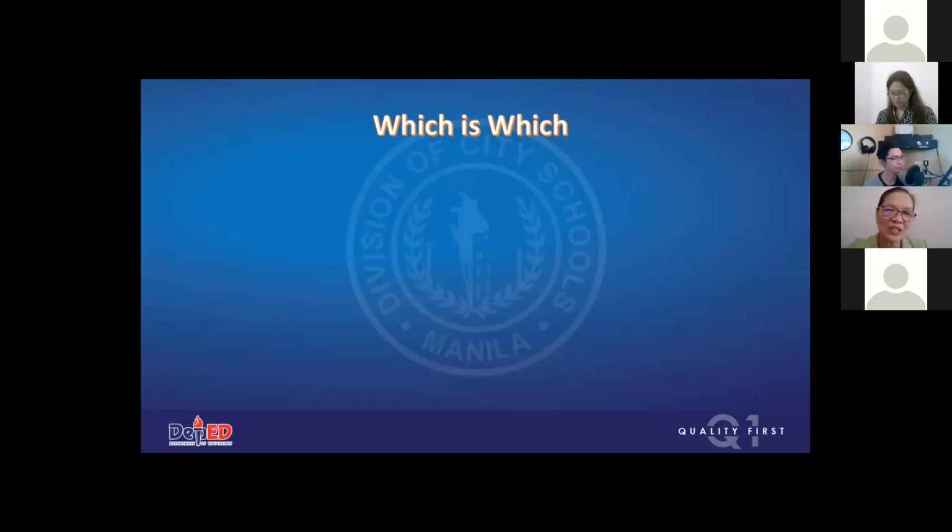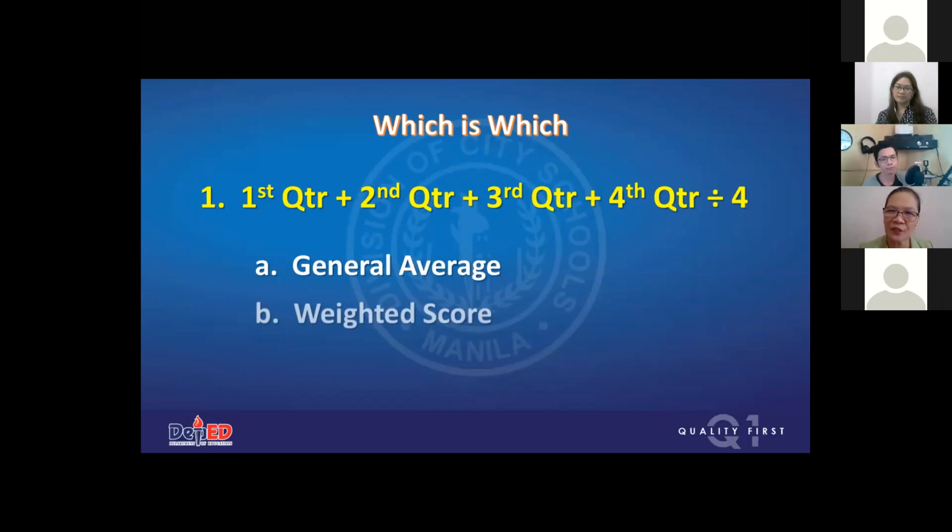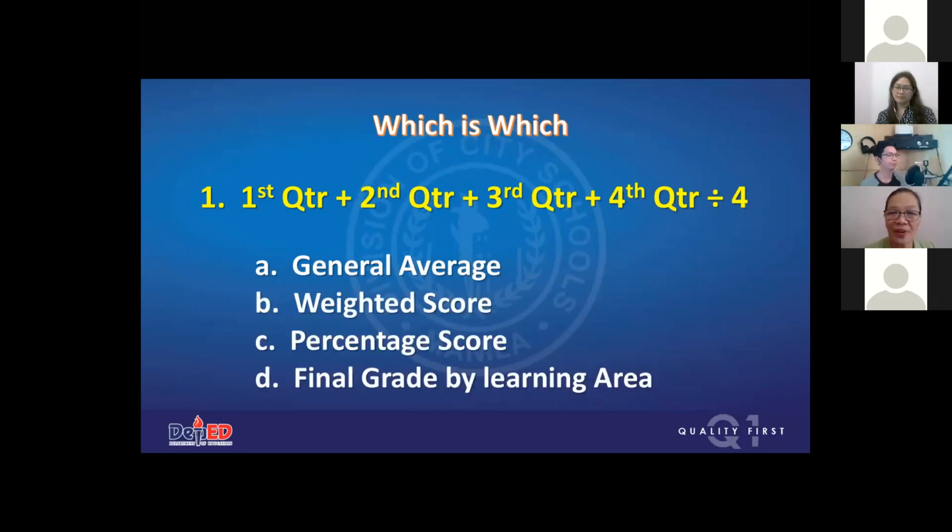Okay, let's recall. Kunyari, synchronous class tayo, ha? Let's try to recall our activity entitled Which is Which. Number 1: first quarter, second quarter, third quarter, fourth quarter. Is it A, a general average? B, a weighted score? C, a percentage score? D, final grade by learning area?